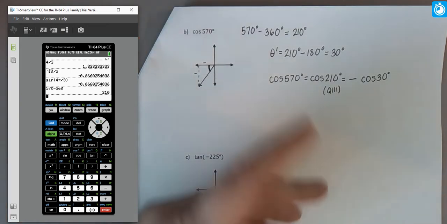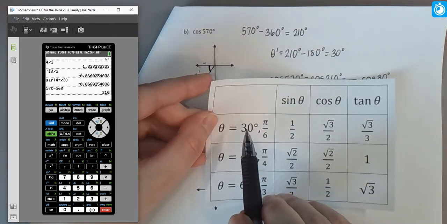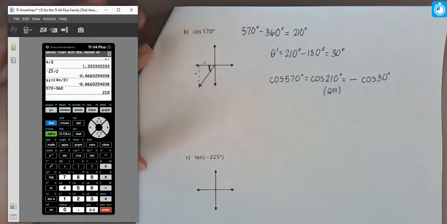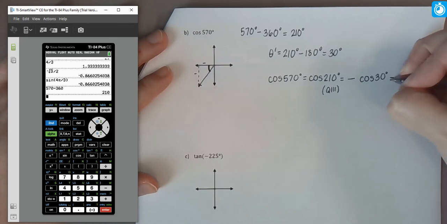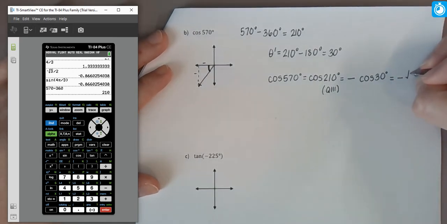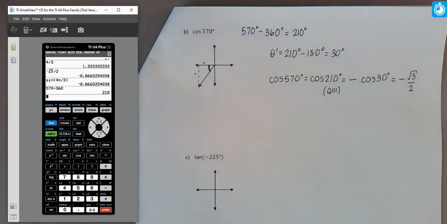Again, for now, we're just going to look it up. So when theta is 30 degrees, the cosine is going to be root 3 over 2. So that means our actual value we want is going to be negative root 3 over 2. So that's going to be the cosine of 570 degrees.